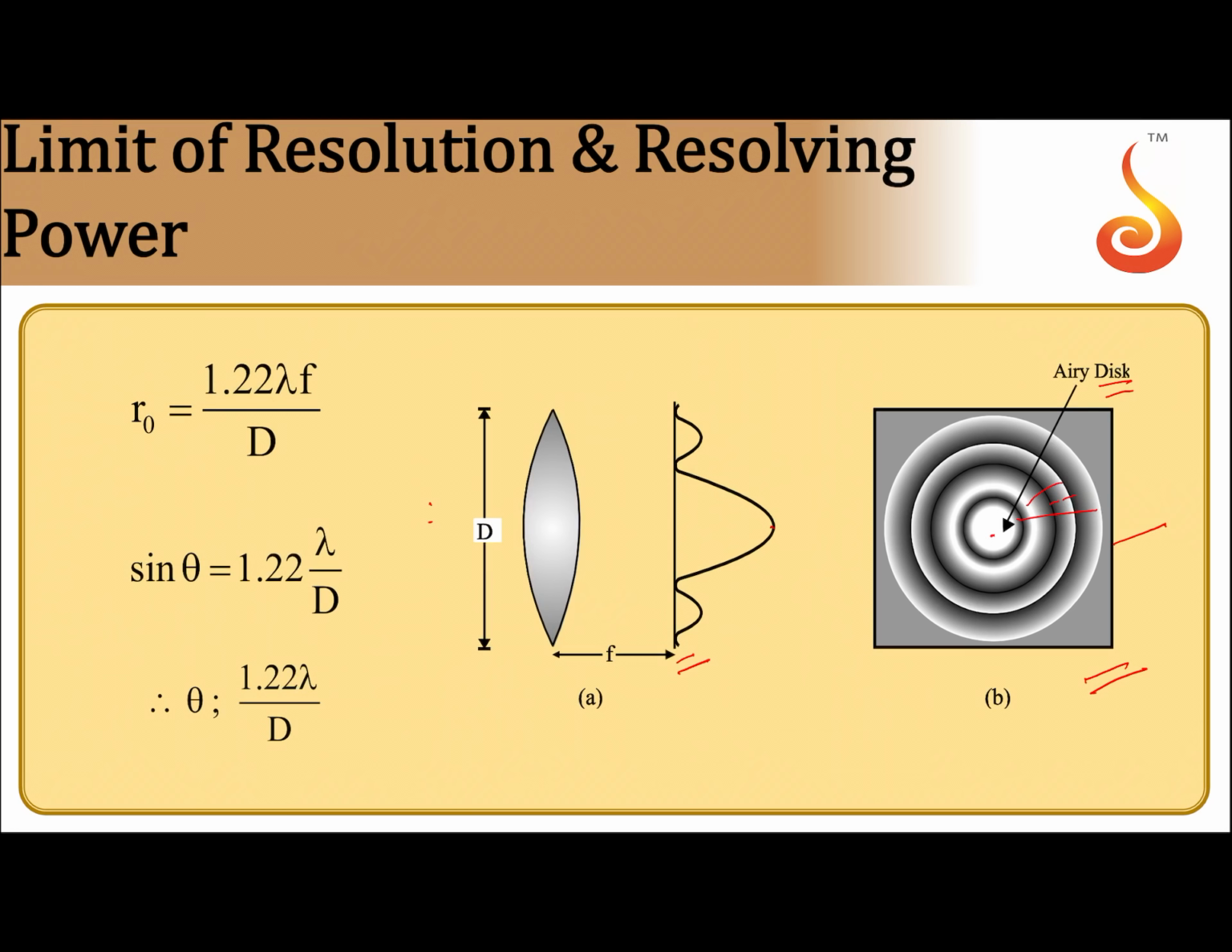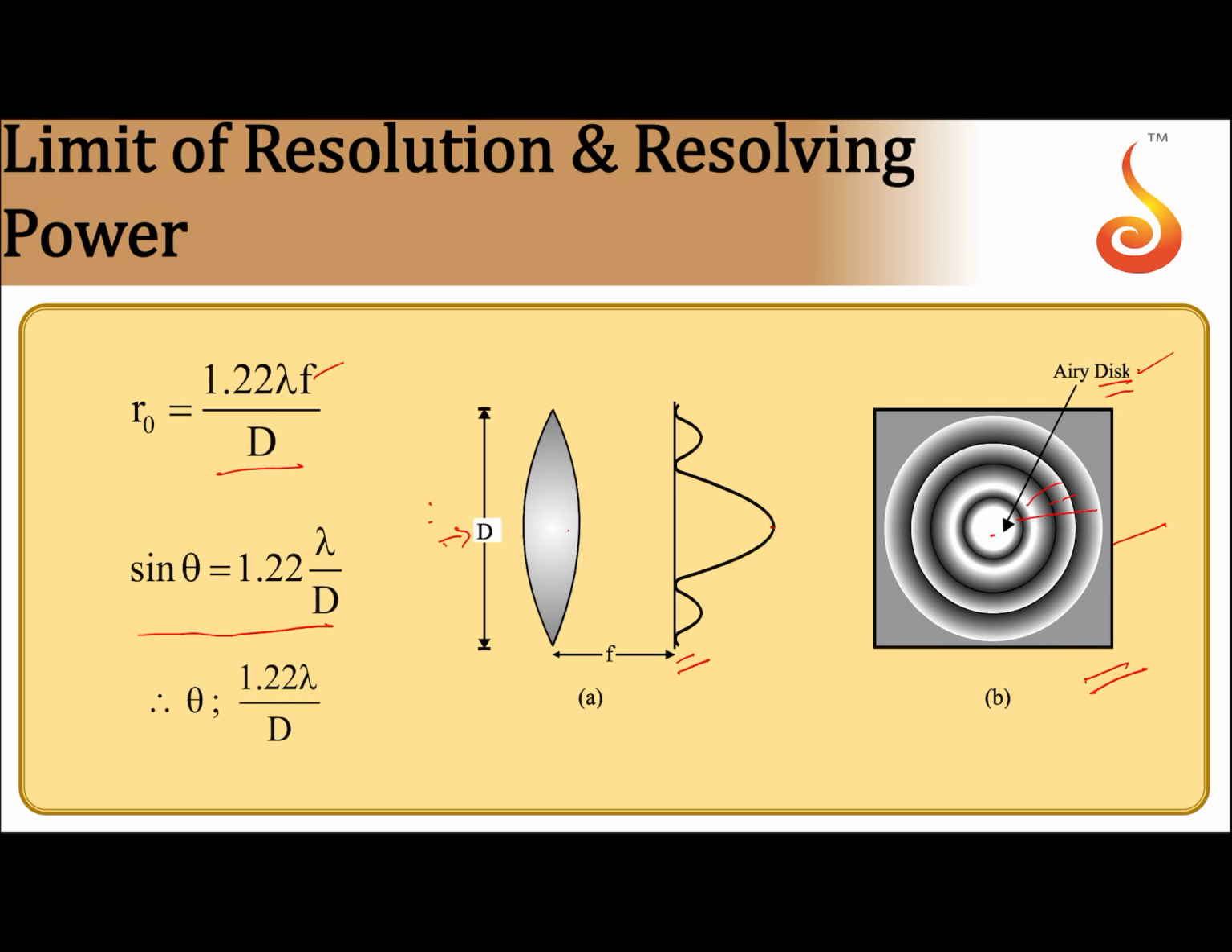The central bright circle we call the Airy's disk, and the radius of this Airy's disk is given by 1.22 lambda f divided by d, where d is the diameter of the aperture of the lens used, f is its focal length, and lambda is the wavelength of light used. This will give you the radius of the Airy's disk, and the angular size of the Airy's disk is given by sin theta equal to 1.22 lambda divided by d.